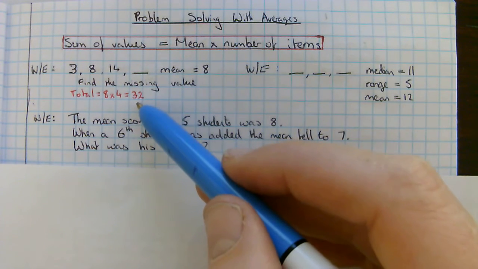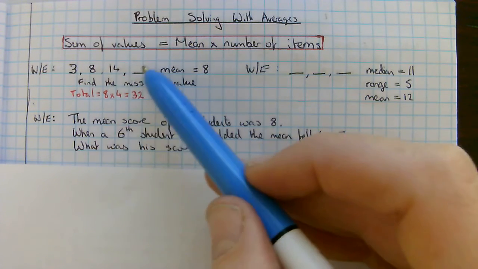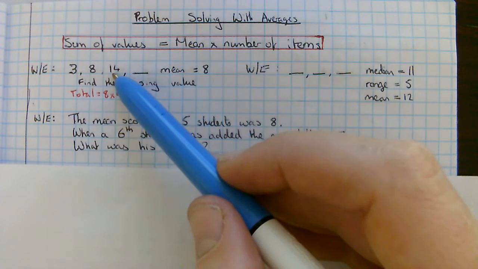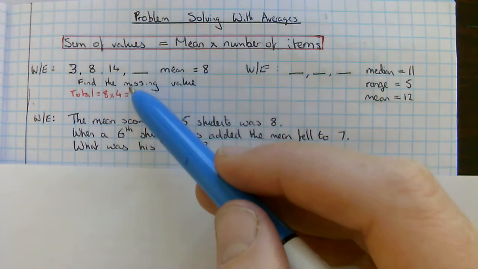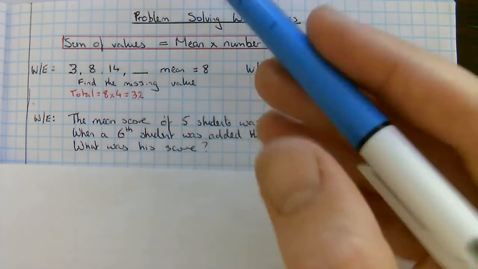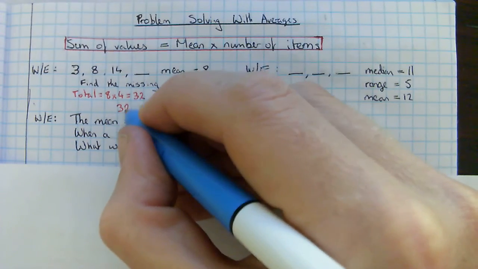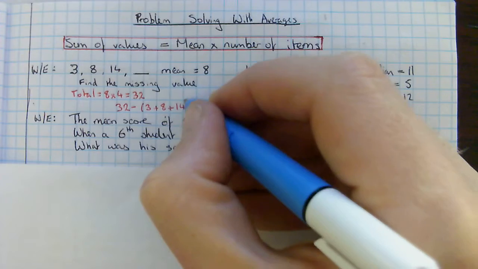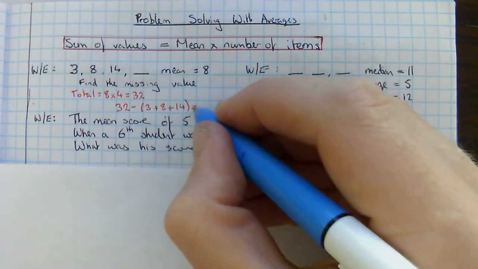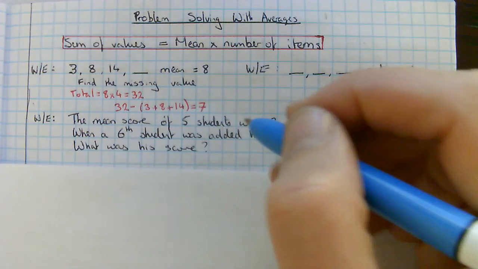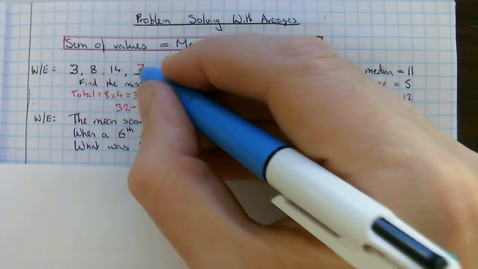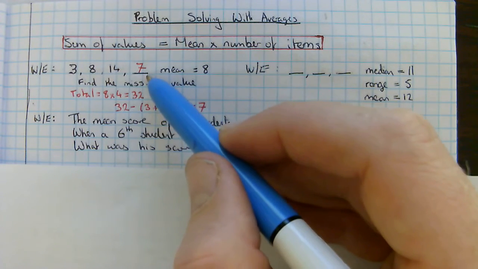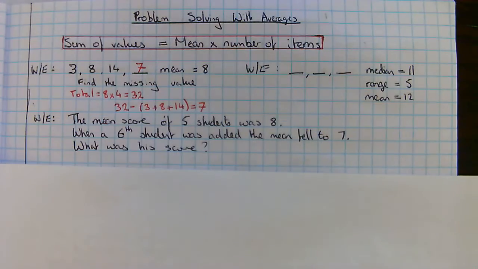Well, if I know that the total is 32, I can add up these 3 and work out what's missing to get me up to 32. 3 plus 8 is 11, plus 14 is 25. So the difference, what I'm missing, must be 32 take away 25. 32 take away that 3 plus 8 plus 14. 32 take away 25 gives me my answer of 7. So that missing number there must be a 7. And we can check it. 3 plus 8 is 11, plus 14 is 25, plus 7 is 32. 32 divided by 4 would have given me my mean of 8.